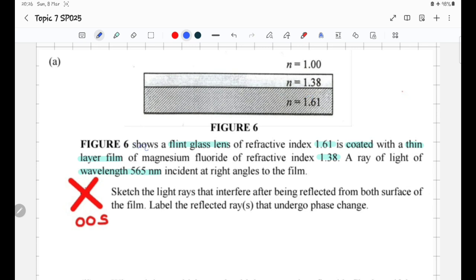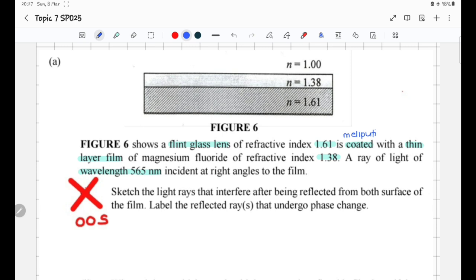Okay, so what we have here, figure 6 shows a flint glass lens of refractive index 1.61. So that means this layer here is coated with a thin layer film of magnesium fluoride with index 1.38. Dalam arti kata lain, coated ni bermaksud meliputi. So the glass lens dilitupi oleh magnesium fluoride ni. So sebab tu 1.38, the thin film of magnesium fluoride, is on top of the glass lens.